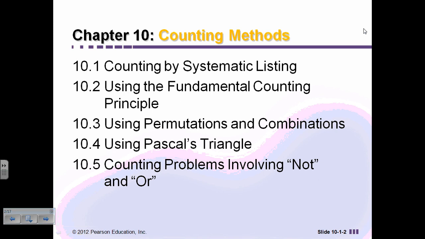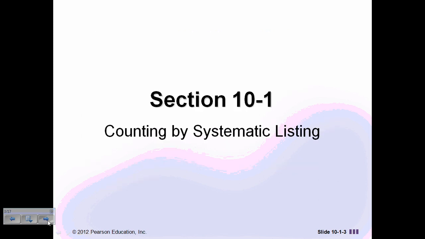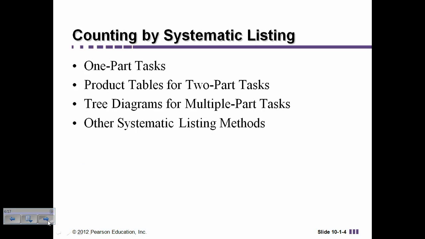We're going to be looking at Chapter 10, which is counting methods. Some of the different sections in Chapter 10 are counting by systematic listing, fundamental counting principles, permutations and combinations, and then problems that involve not or the symbol or. So today we're going to be talking about counting by systematic listing.